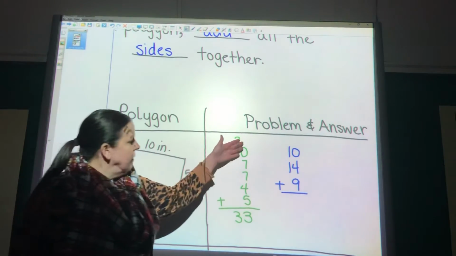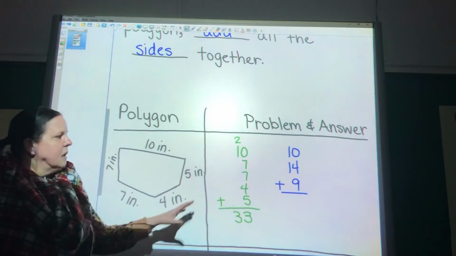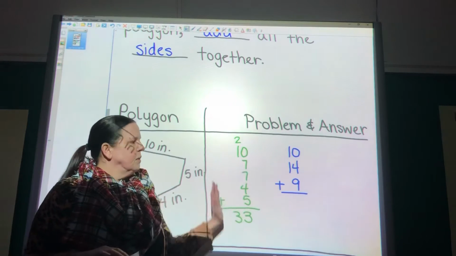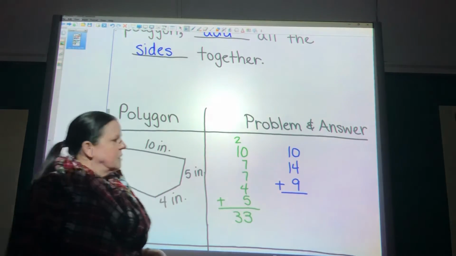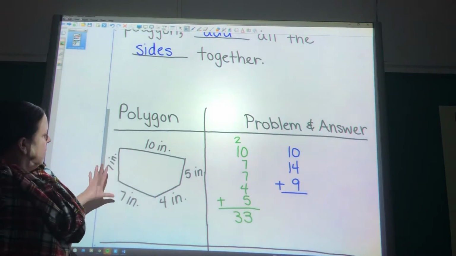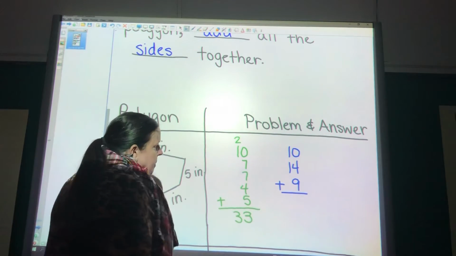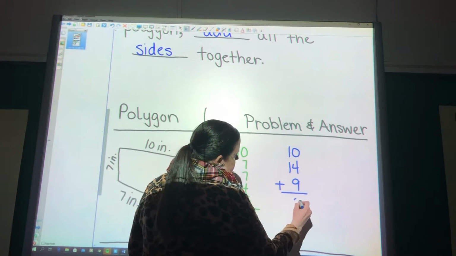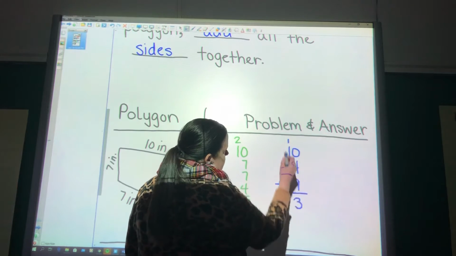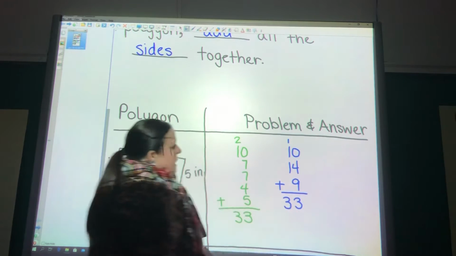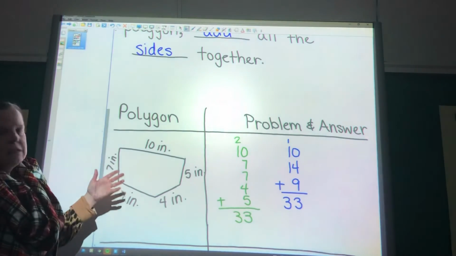If you don't like having this many in a row, you could split them up and do 3 and then 2 and then add those 2 answers together. Or you could take 2, combine them in your head and then put it that way. So here we have 4 plus 9 is 13. Carry the 1, 1, 2, and 3. So again, it's whatever way is easiest for you.